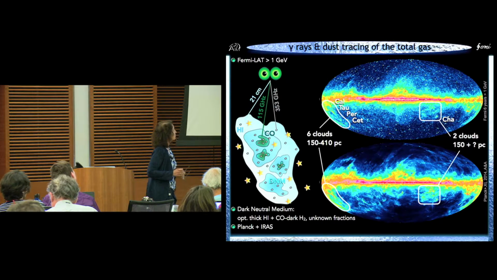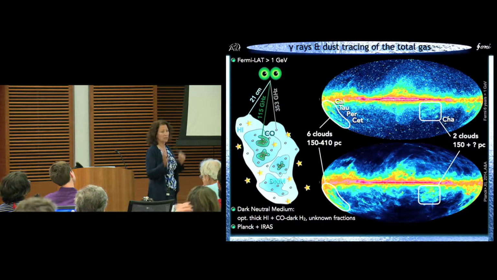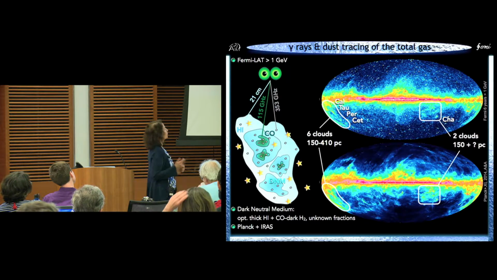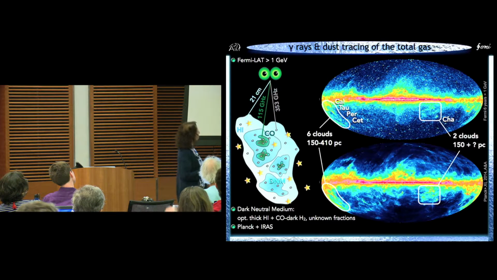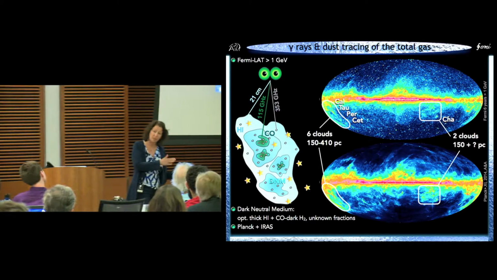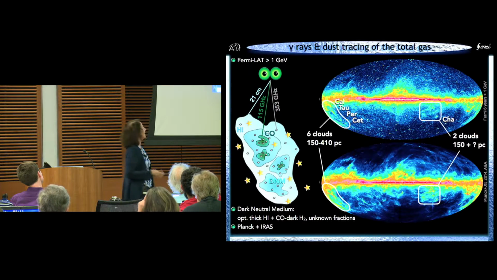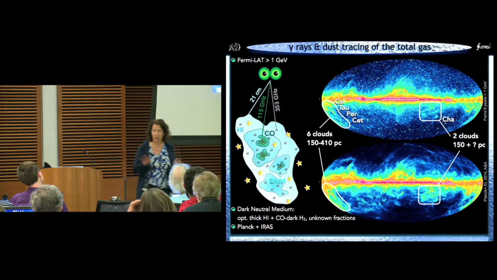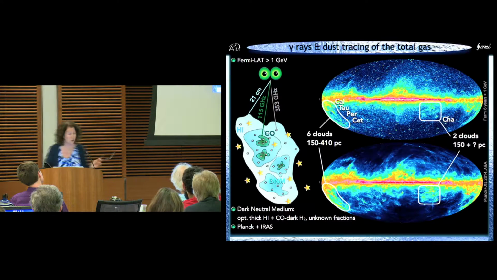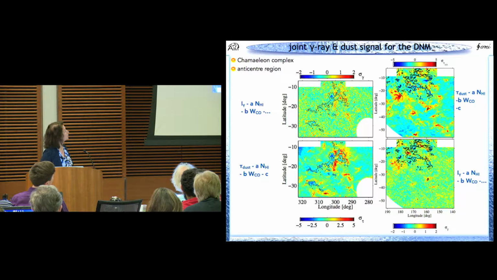So the idea is to try to disentangle what is partly H1, what is partly CO-bright H2, and what is in between, the dark gas, which I start to call dark neutral medium, because all we know about it is that it could be optically thick H1 plus diffuse H2, and it's a mix of both for sure. But the problem is the unknown proportion of both. The only thing we know is that it's supposed to be neutral. So dark neutral gas would be a more accurate description than CO-dark H2, because that leaves out the H1, or optically thick H1, because that leaves out the diffuse H2.